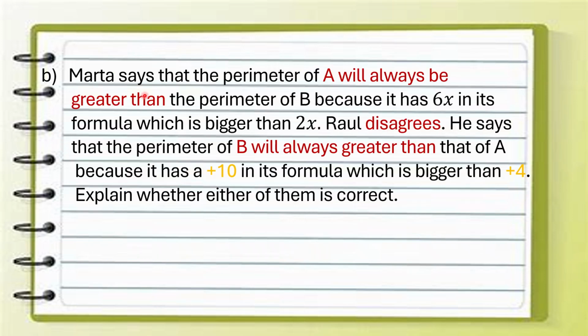B sum. Martha says that the perimeter of A will always be greater than the perimeter of B because it has 6x in its formula which is bigger than 2x. Raul disagrees. He says that the perimeter of B will always be greater than that of A because it has a plus 10 in its formula which is bigger than plus 4. Explain whether either of them is correct.